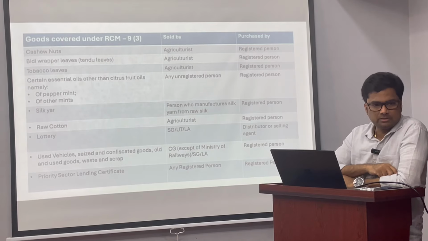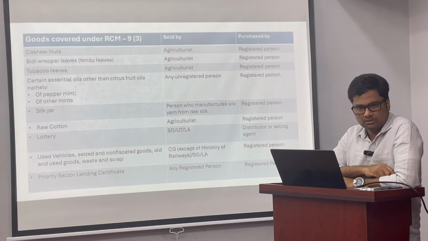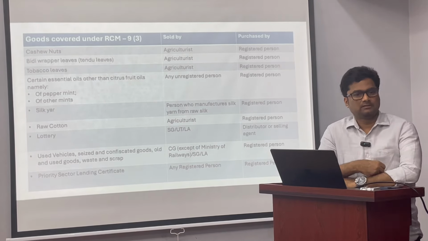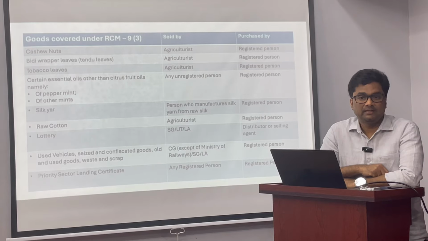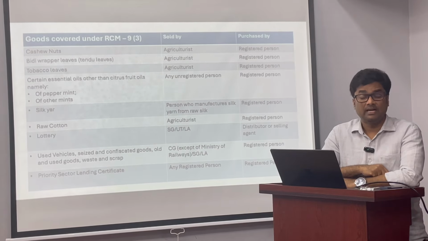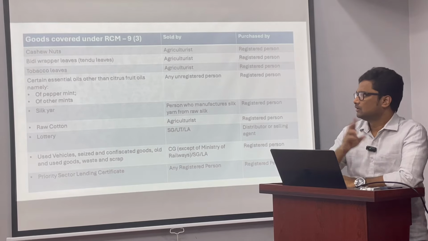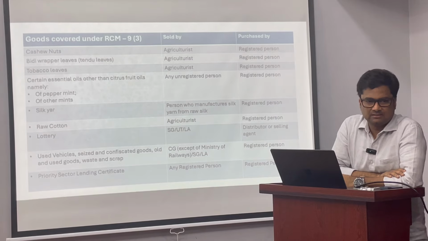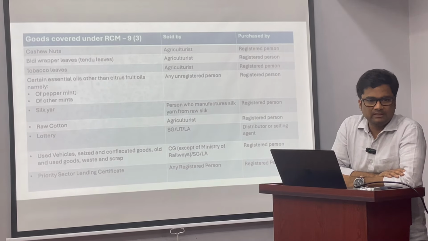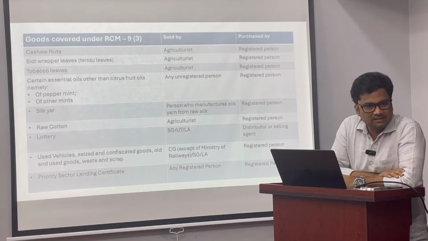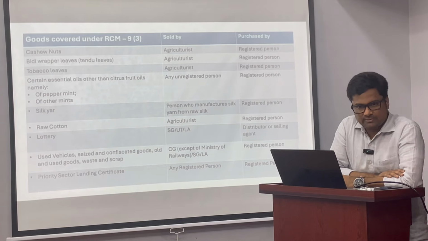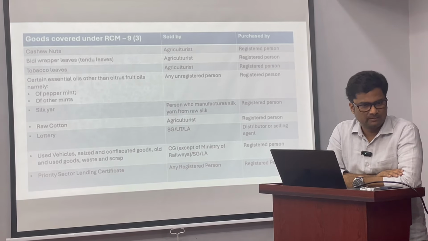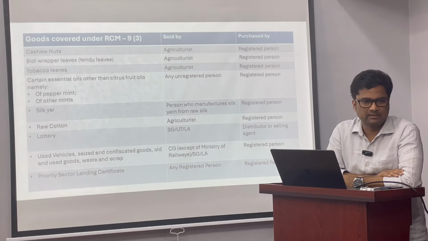Now, what are the goods? What are the goods on which the recipient of goods is liable to pay GST under reverse charge mechanism, under section 9(3)? See, cashew nuts. Who is the seller? Agriculturist. And what is the logic behind putting them in the reverse charge mechanism? He is an agriculturist. How can you expect an agriculturist to come forward, register and comply? It's a burden, right? So, I don't ask the agriculturist.